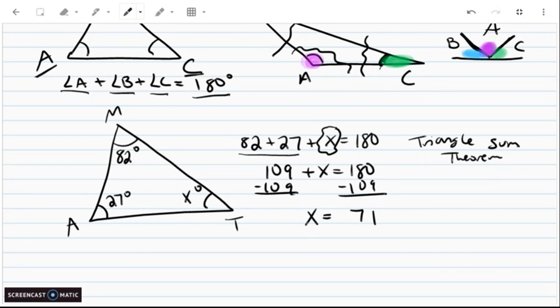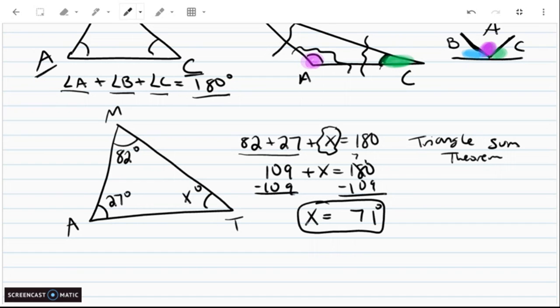I did most of that ahead of time, or you can do it in your calculator, or you can just do the subtraction. 10 minus 9 gives you 1. You'd have to borrow, make this a 7. And so now 7 minus 0 is 7. So we know that X is 71 degrees.